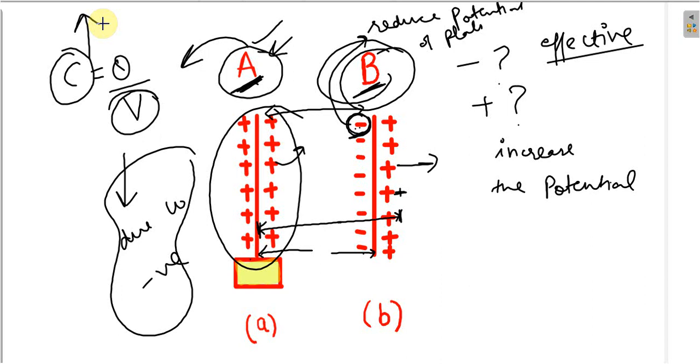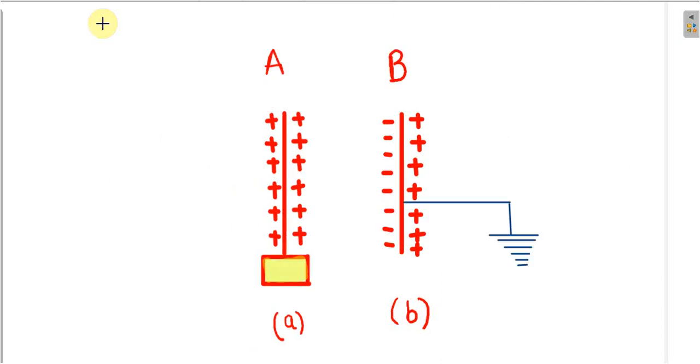Now in the next step, we can do one thing. There is a positive charge developed on body B due to induction, so we can connect this positive charge to the earth through a wire. So this positive charge will flow to the earth.